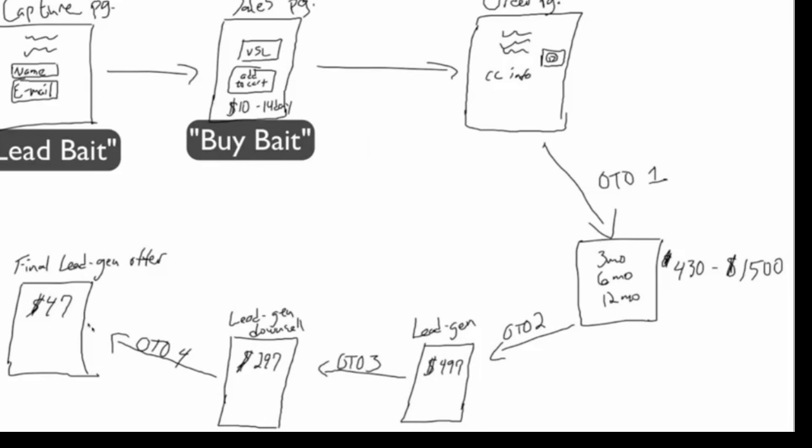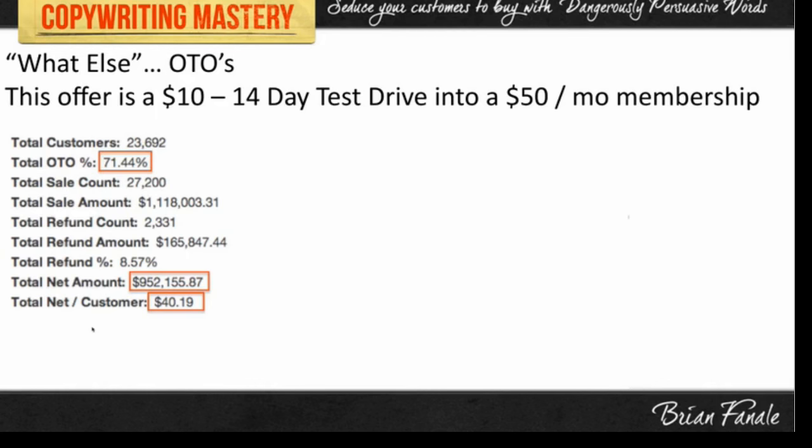And just so you know, for one specific funnel, I just picked one at random, we have a $430 to $1,500 offer up front with a couple of different options. Then a $500 offer. If they say no to that $500 offer, they get a $300 offer, which breaks that $500 offer into about two-thirds, where they get a huge chunk of it, but at a discounted price. Then the final offer is $50. Notice $1,500 to $500 to $300 to $50. That's essentially what we're doing right now with one of our companies. What else? OTOs. This one offers a $10 14-day test drive into a $50 per month membership. We don't even offer this one anymore.